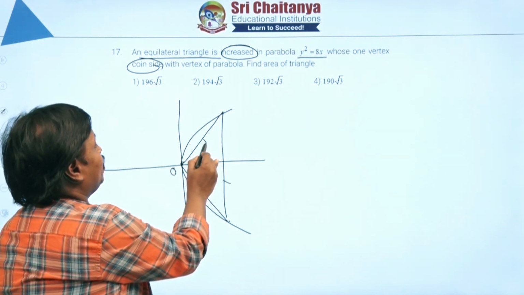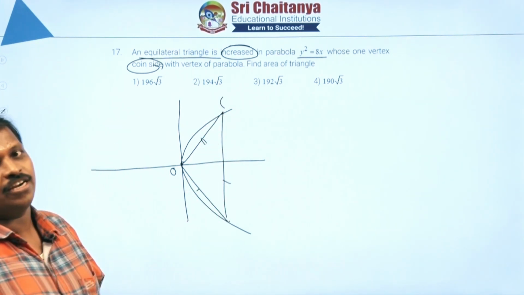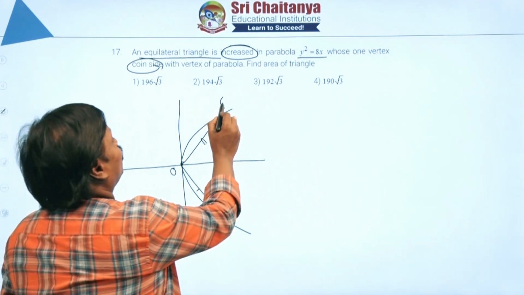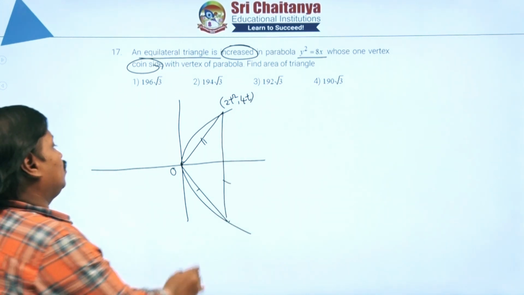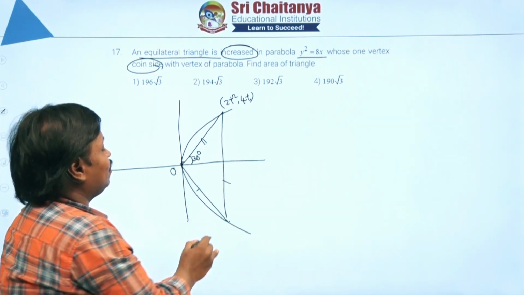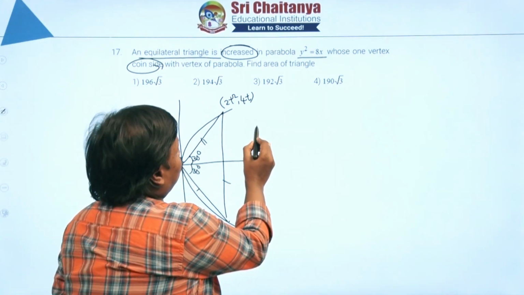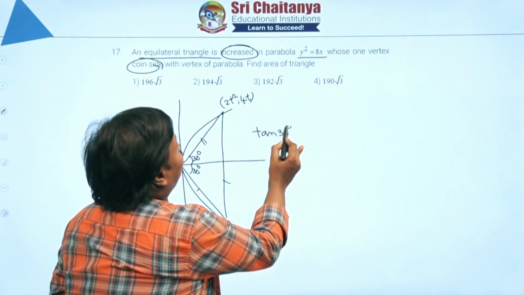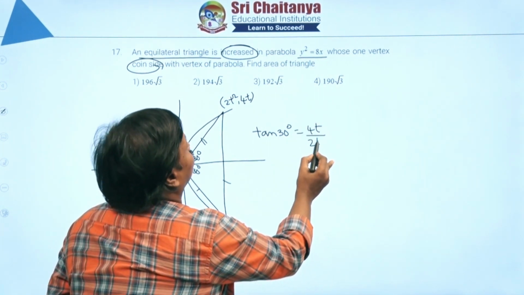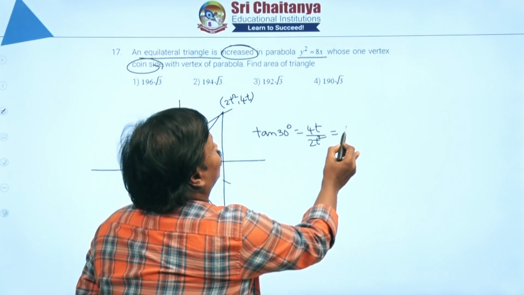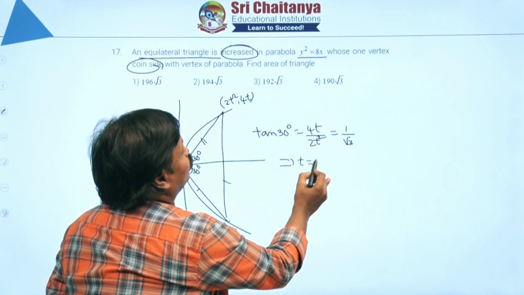So these three sides are equal. This point I am assuming as at square comma 2at, but 4a is 8, a is 2, so it now becomes 2t square comma 4t. So this angle will be 30 degrees because it is an equilateral triangle. This is also 30, total it will be 60. Tan 30 degrees equals 4t by 2t square, which is nothing but 1 by root 3. So from this we will get the value of t equals 2 root 3.